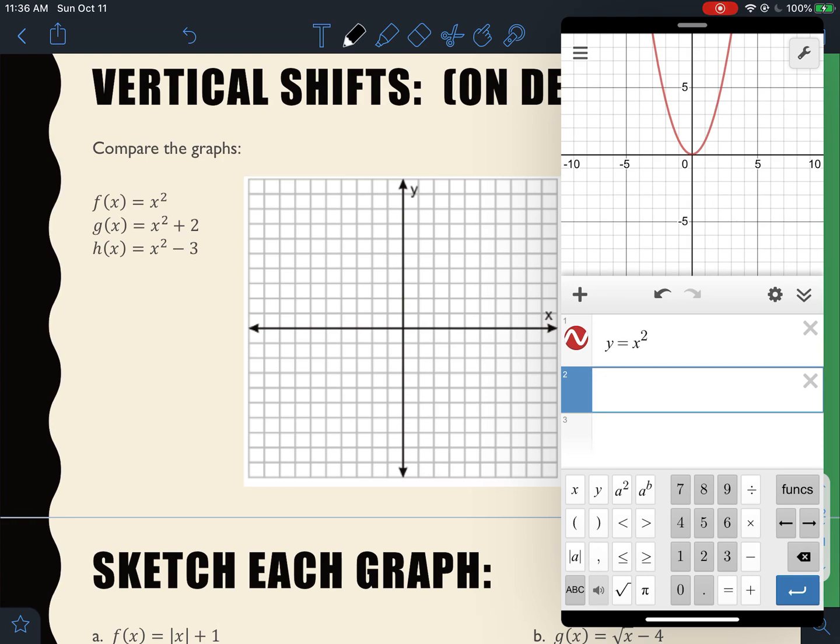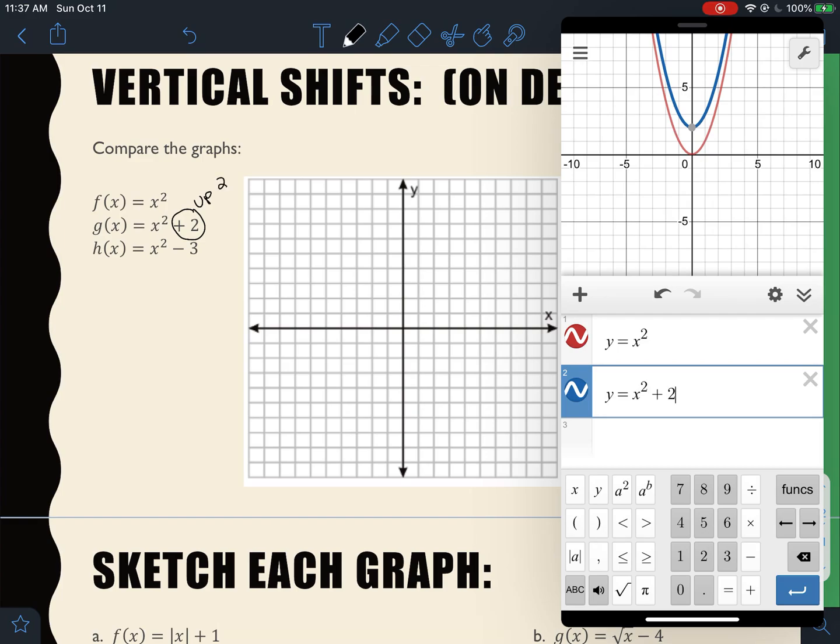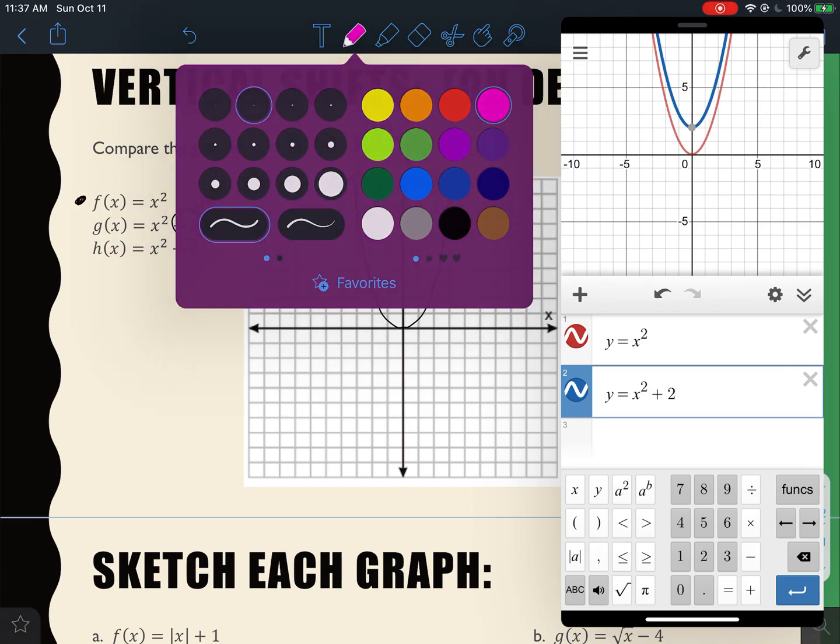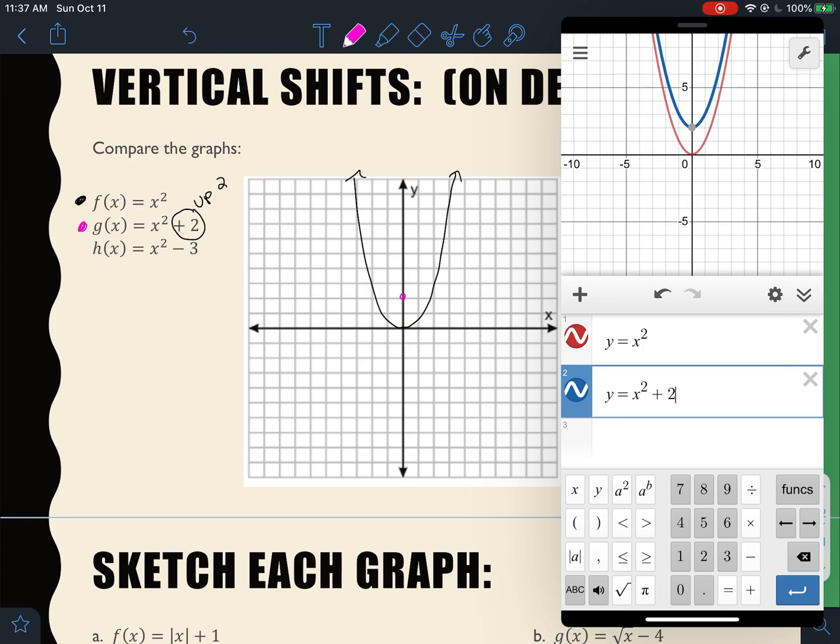What do you think is going to happen if I do y equals x squared plus 2? What do you think is going to happen to the parabola if we do that? So if we add 2, what happened? What's the difference between the blue graph and the red graph? The blue graph moved up how many from the red graph? It moved up 2. So when you add 2 onto the end of your function, that shifted the whole graph up 2. So we had our happy parabola, and I'm just going to sketch this. So that's our x squared parabola.